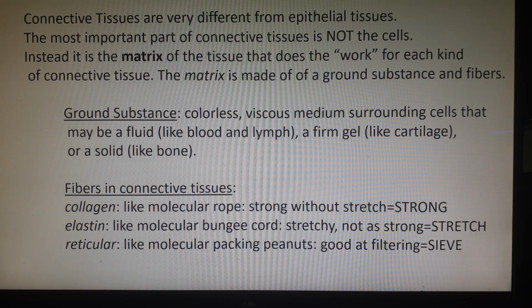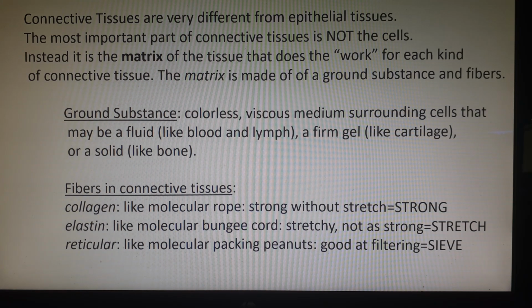The matrix of each of the connective tissues is different, and it's the matrix that does the job of the connecting. Now, what is in a matrix? A matrix is made of two different things. It's made of a ground substance, ground not as in ground up, but as in a base substance. And that base substance is colorless, it's viscous, which means it can be a thick fluid, but it can be everything from a thick fluid like plasma of blood or the liquid in lymph to a firm gel, as we're going to see in cartilage, all the way up to a hard, solid, concrete-like material that we would see in bone. So that's the ground substance of the matrix.